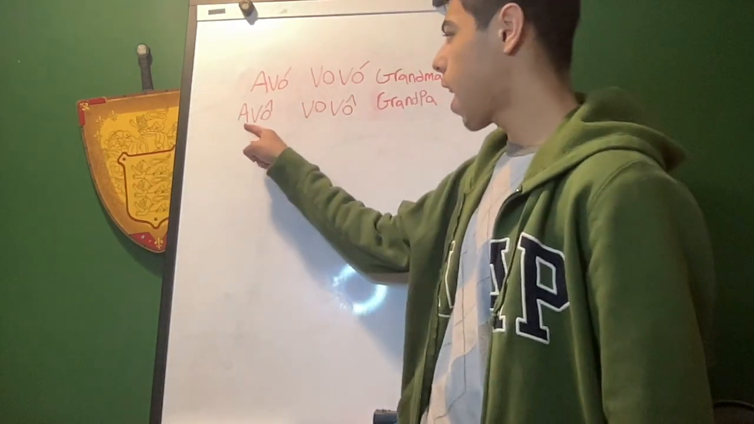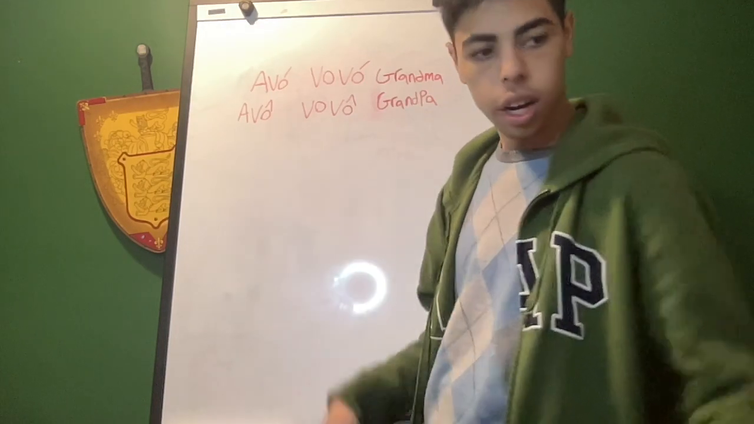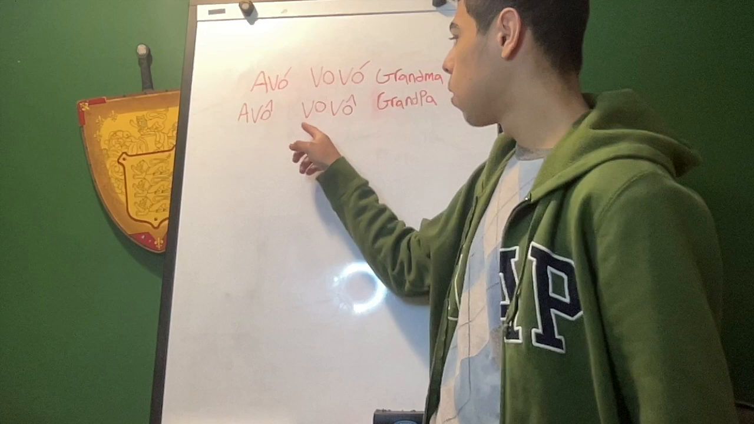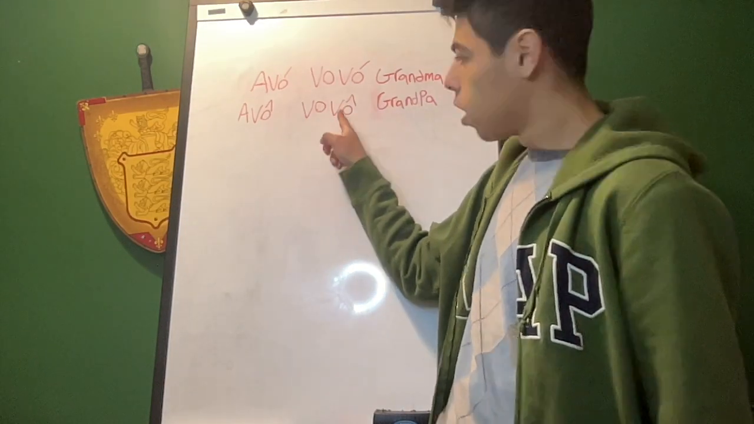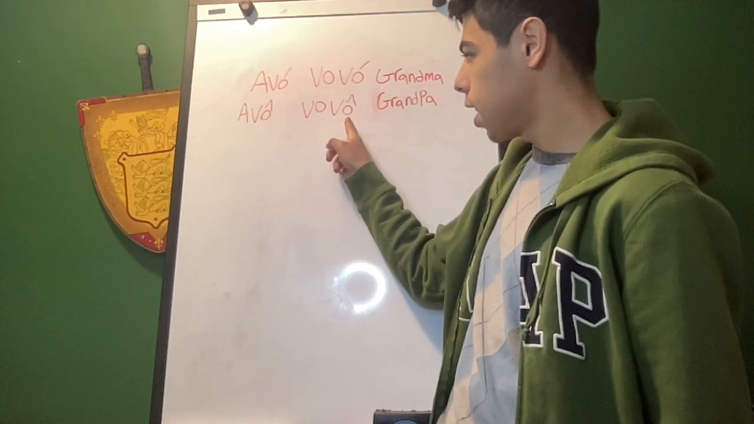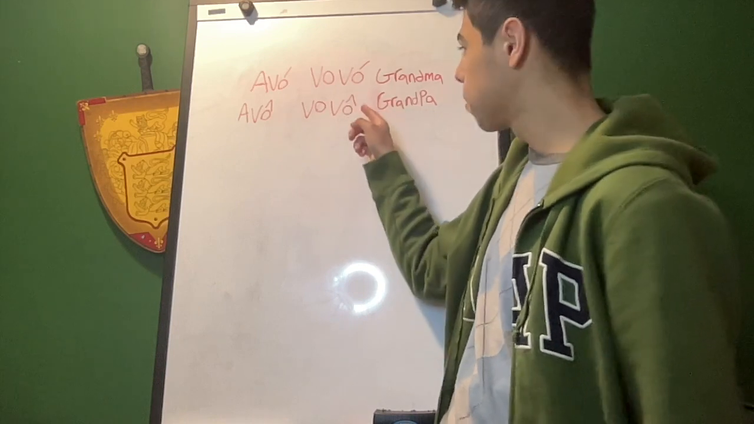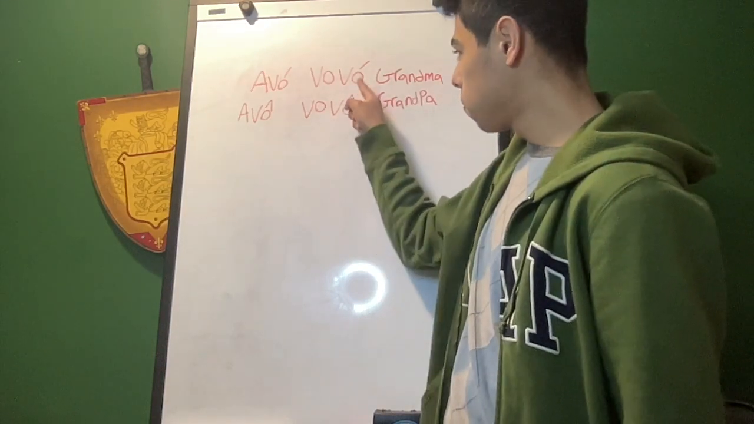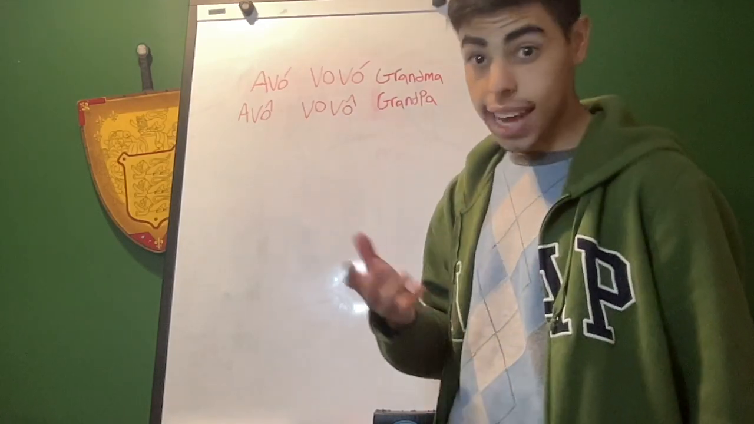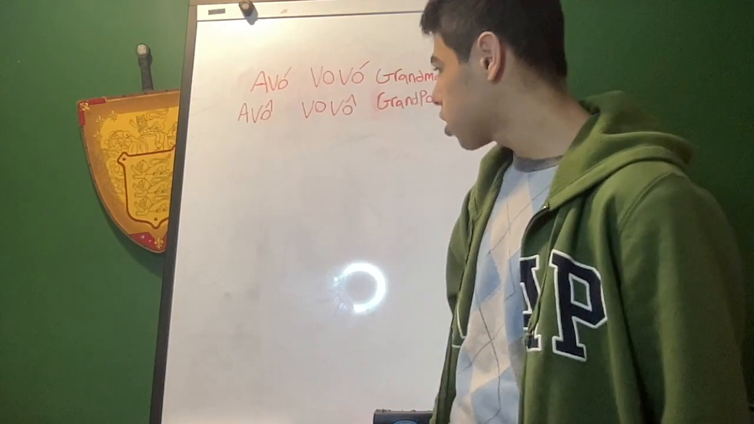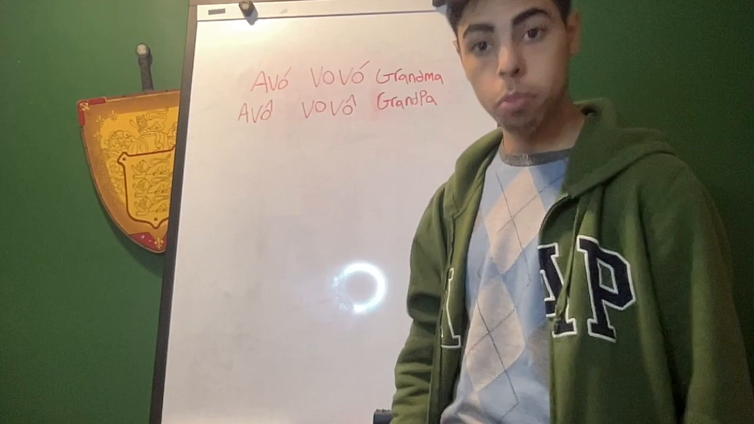You could say avô, or you could say vovô. This one also has an accent at the end. If you notice, both of these that I put up on the board have accents at the end, because that's how you say them in Portuguese. That's why there's an accent on vovô and vovó.